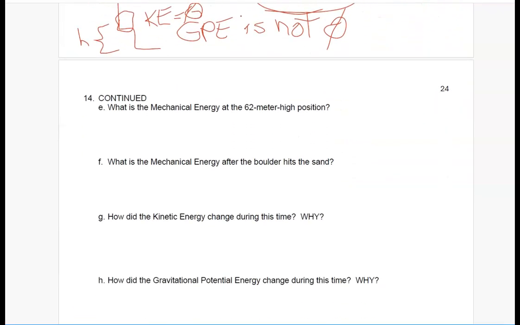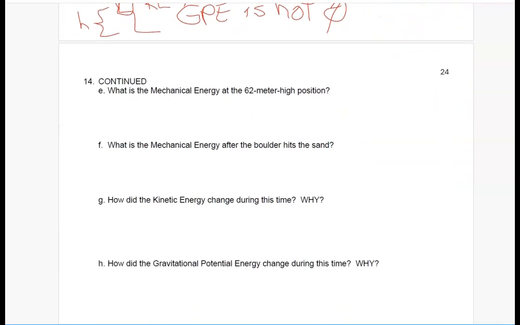Moving to the next page, it says, what's the mechanical energy at the 62 meter high position? Well, we know mechanical energy is a very simple formula. Mechanical energy is just the sum of kinetic energy and potential energy. The only potential energy we're talking about here is gravitational potential energy, so we're just going to replace it with gravitational potential energy.